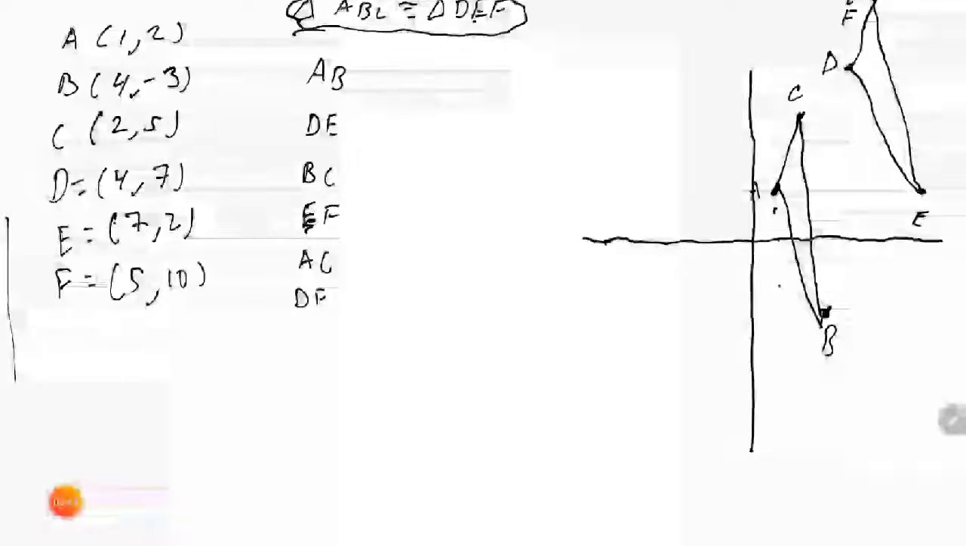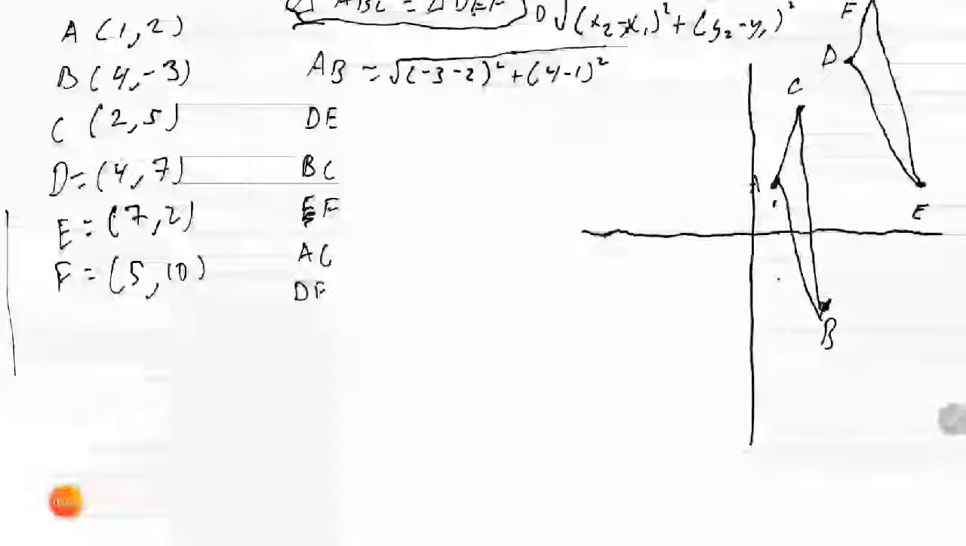The other way to look at it is to use the distance formula. So distance equals the square root of x2 minus x1 squared plus my y values, y2 minus y1 squared. And then we already know that A to B and D to E it's not going to work, so I'll show that example.